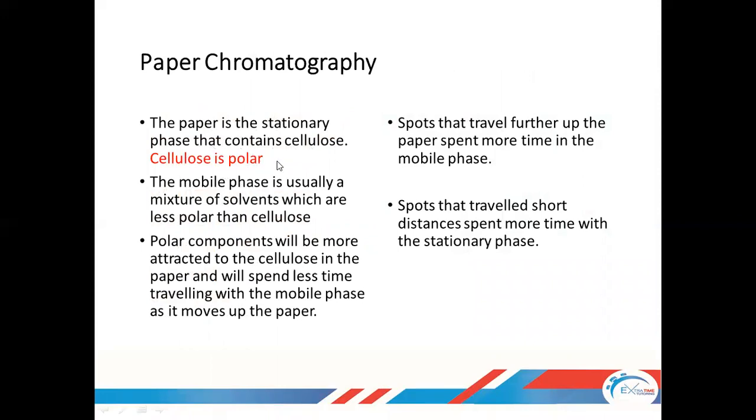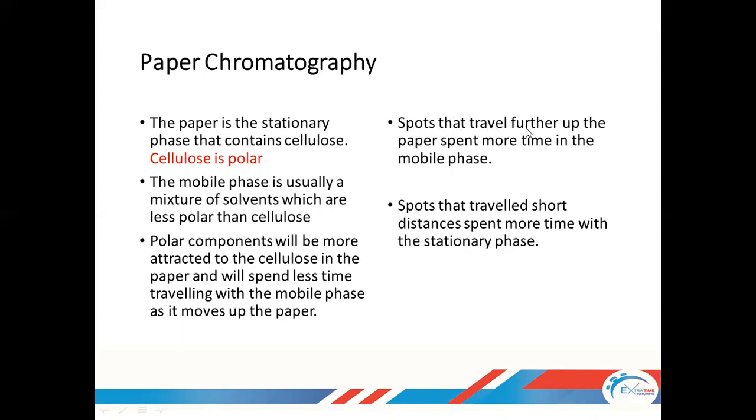Now cellulose is polar. The mobile phase is usually a mixture of solvents that have a lower polarity than what cellulose has. So the cellulose is polar and the mobile phase is usually less polar. Now, the polar components in the mixture that we're trying to separate will be more attracted to the cellulose in the paper. And so they will not travel as far with the mobile phase as it moves up the paper.